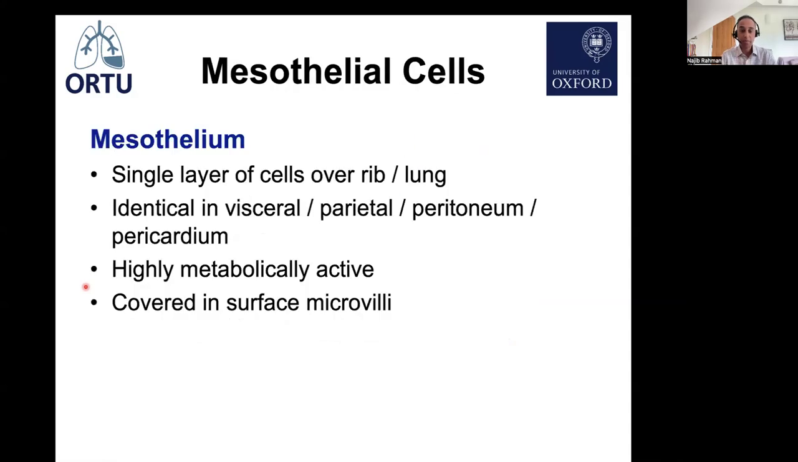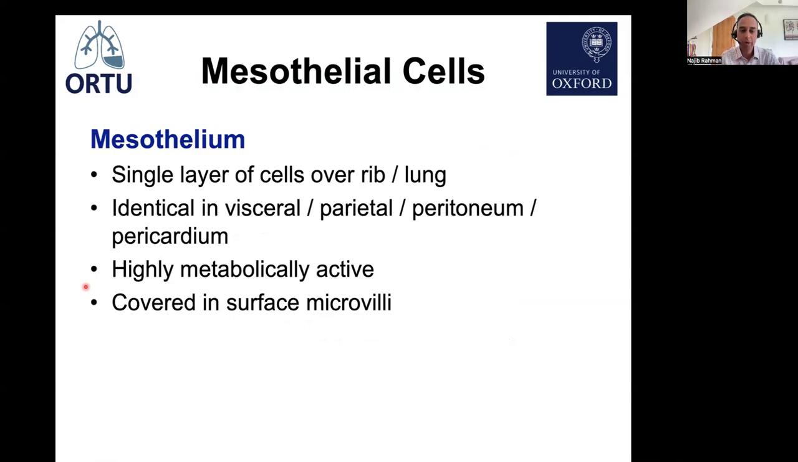So the mesothelium is an important tissue. It's a single layer of cells, as I've said. It's exactly the same, regardless of where you find it: visceral, parietal, peritoneal, or pericardial. And all of you will have read about cases, for example, of mesothelioma found in the tunica vaginalis or within the abdomen. And this is because of the identical mesothelial cell layer.